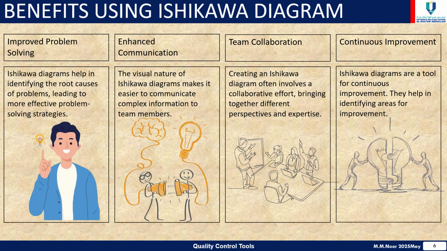Ishikawa diagrams are a tool for continuous improvement. They help in identifying areas for improvement. So they improve from the top to the end, and it will continue to solve the problem even when the problem comes to the top again, and we can use it continuously.